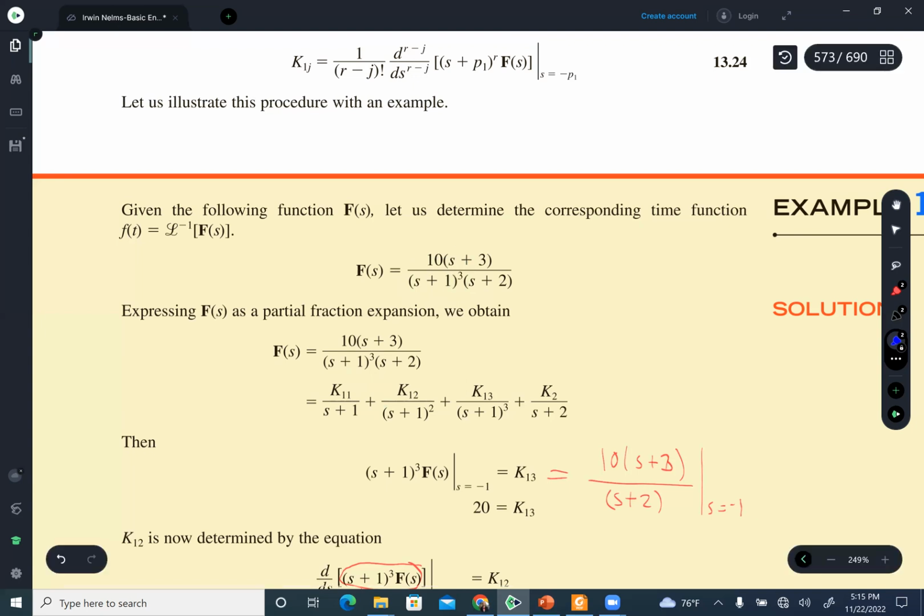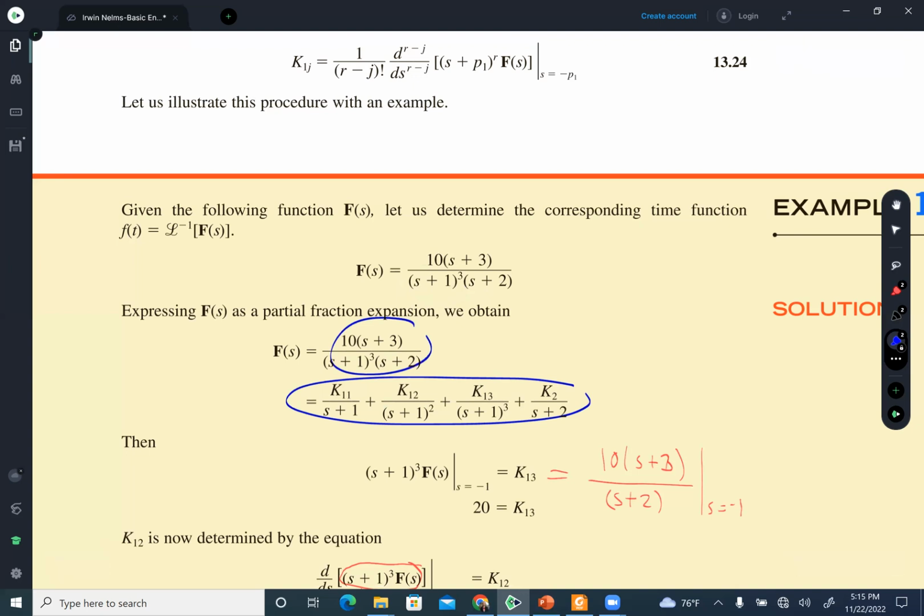Okay, so now, if this is really equal to that, how would you find k13?